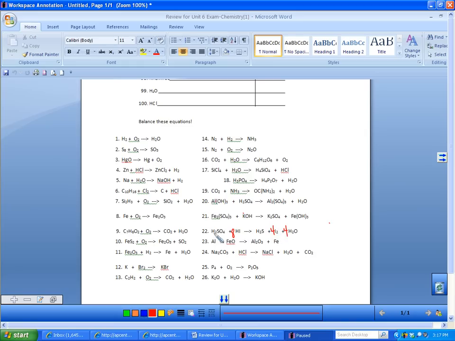Now I'm going to check it. 2 hydrogens plus 8 more is 10 hydrogens. 1 sulfur, 1 sulfur. 4 oxygens, 4 oxygens. 8 iodines, 8 iodines. I'm in good shape. That one I had to play a little bit with.